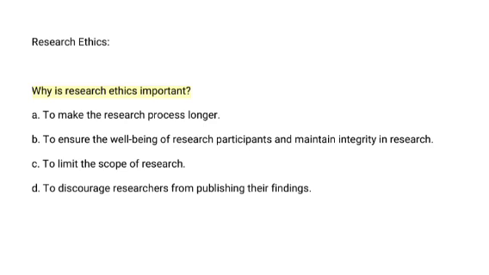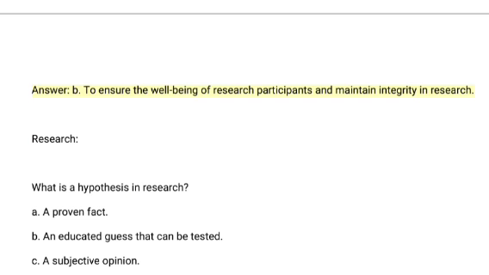Research ethics. Why is research ethics important? A. To make the research process longer. B. To ensure the well-being of research participants and maintain integrity in research. C. To limit the scope of research. D. To discourage researchers from publishing their findings. Answer: B. To ensure the well-being of research participants and maintain integrity in research.